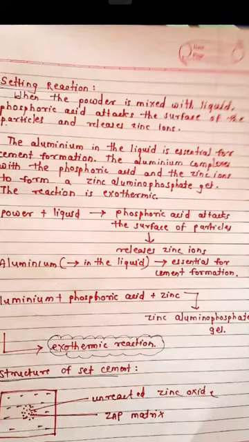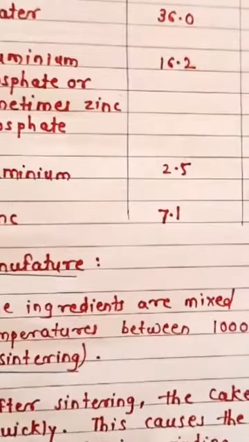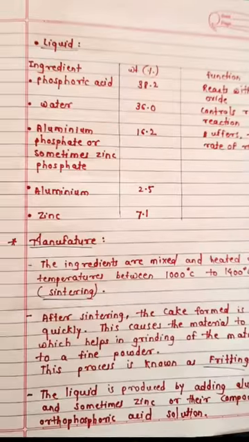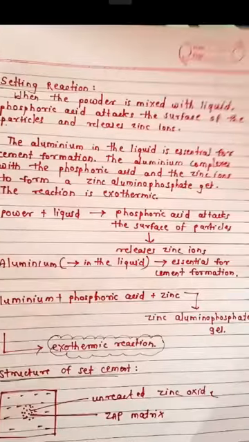The aluminum in the liquid is essential for cement formation. So which ingredient from the liquid is essential for cement formation? So aluminum present in the liquid is essential for the cement formation.